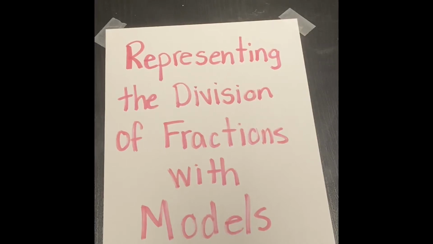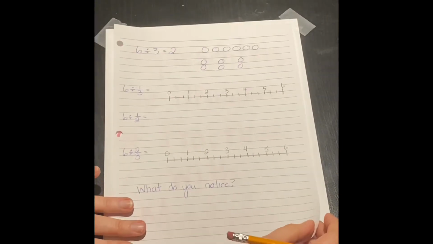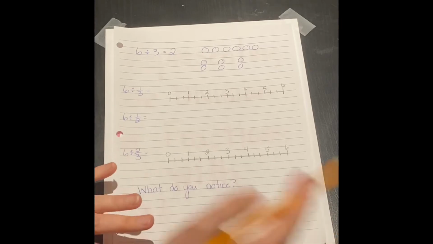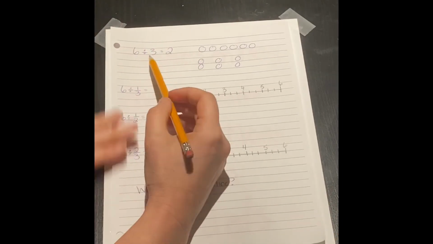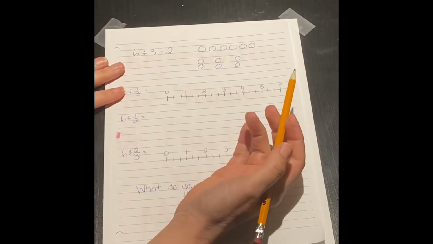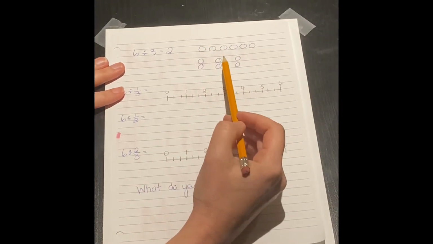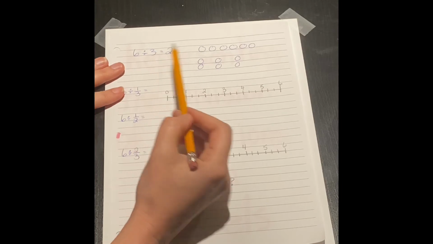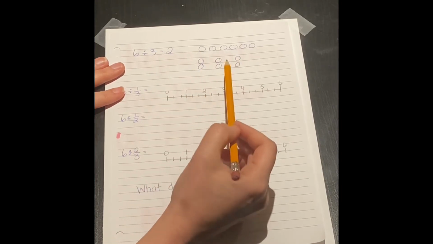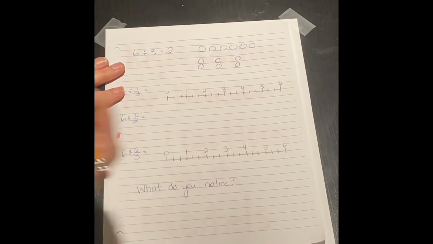For today's video, I'm going to be talking about representing the division of fractions with models. All right, so let's just start with division of whole numbers. So remember, when we have a question that says 6 divided by 3, we have 6 of something, let's say cookies, and I'm dividing it into 3 groups. 1, 2, 3. So each group has 2 in it.